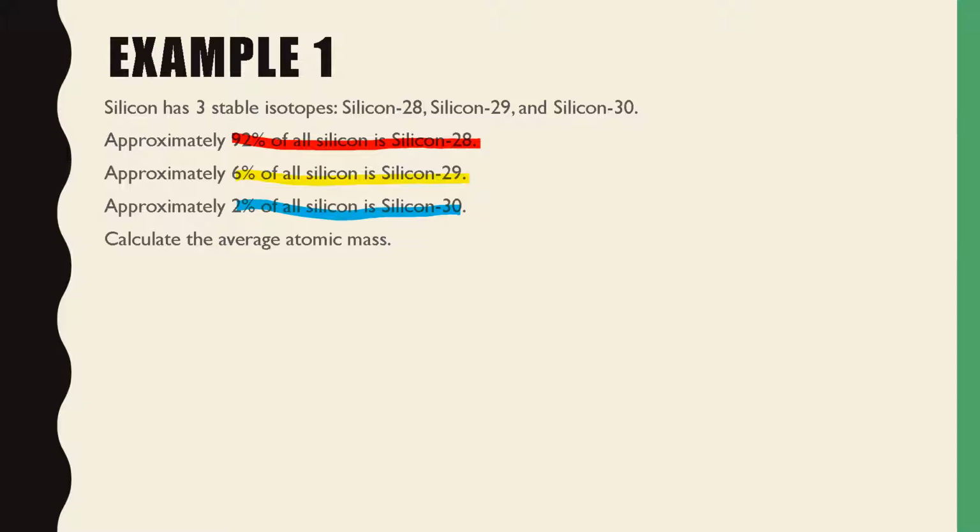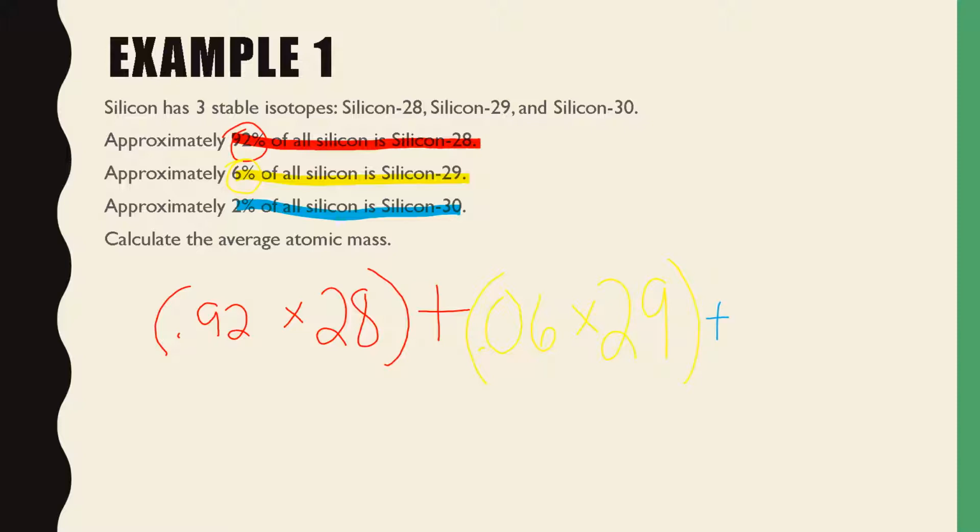So like I stated before, we are going to first multiply the 0.92 for 92% by 28. Then we are going to add 0.06 for the 6% by 29. And then we are going to add the 0.02 by 30.